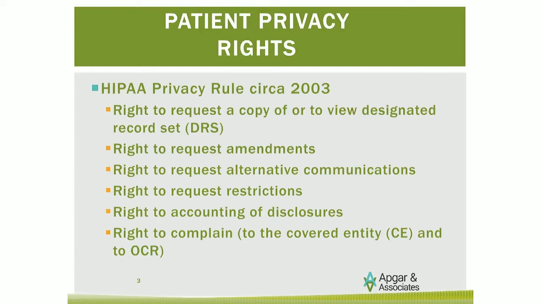Now, in 2003, when the privacy rule was enforceable, these were the rights that were included in the privacy rule at that point in time. The first one was, of course, what we're talking about today, which is requesting a copy of your medical record or designated record set, right to request amendments, the right to request alternative communications, rights to request restrictions, the accounting of disclosures. And of course, we're in the United States. We want to complain about anything at any time. So patients and health plan members can complain to covered entities, and they can also complain to the Office for Civil Rights.